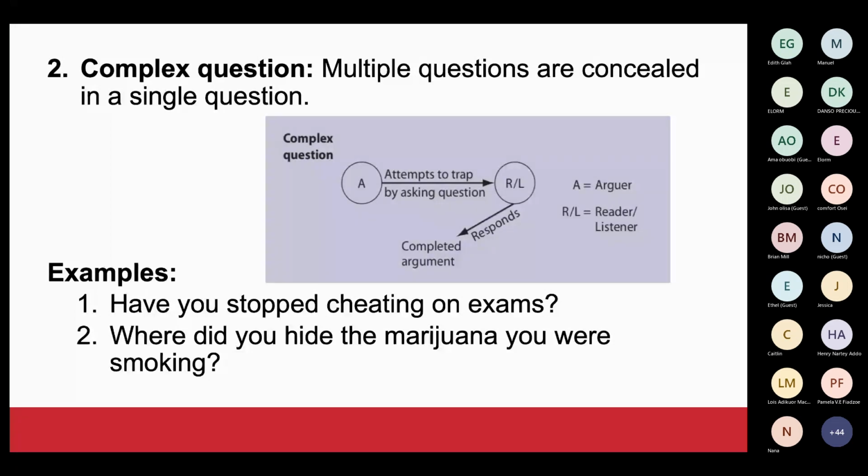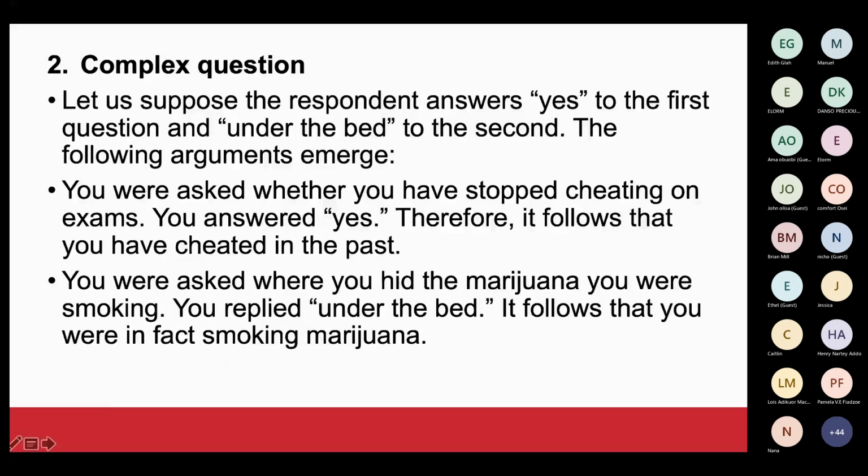So that is it. We have a lot of them. So you see here, a complex question. Let us suppose the respondent answers yes to the first question. So what is the first question? Have you stopped cheating on exams, which I've explained already? So you say yes to the first question, and under the bed to the second. The argument that will emerge is as follows. You were asked whether you have stopped cheating on exams. You answered yes. Therefore, it follows that you have cheated in the past. That is what the argument is going to imply.